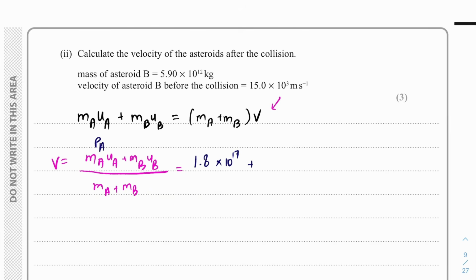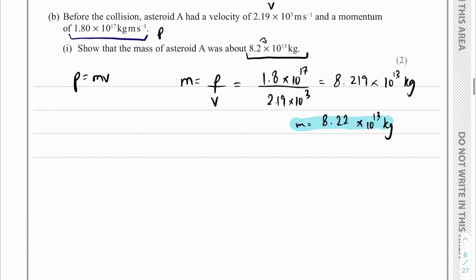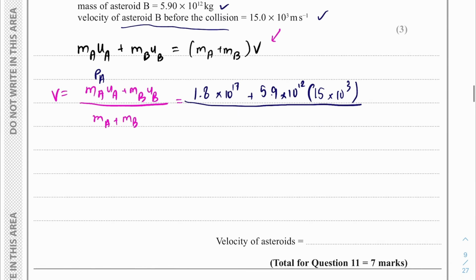What about the mass of B? We know it's here. So 5.9 times 10 to the power of 12 multiplied by the velocity of what? Velocity of B before the collision, which is this. So 15 times 10 to the power of 3, all over MA plus MB. We know MA is what? MA we worked out as 8.219, so let's use more accurate values. So 8.219 times 10 to the power of 13 plus the mass of B, 5.9 times 10 to the power of 12.